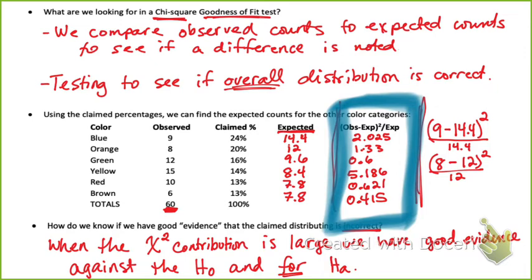The further this number is from 0, the bigger the difference is between the overall distribution being correct. So add all those guys up, and I believe you get 10 point something. What'd you get? 10.177.